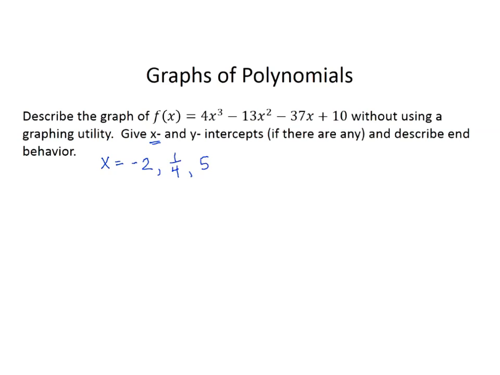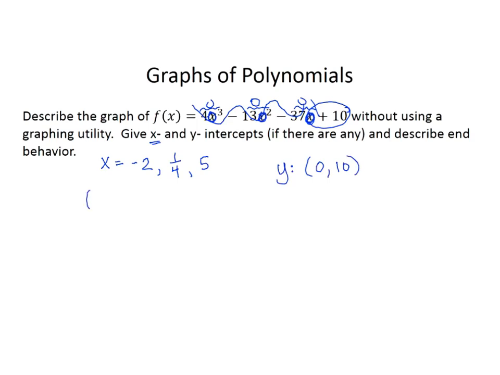Now, the y-intercept is much easier because the y-intercept is the point on the graph where x is 0. So if I make this 0, and I make this 0, and I make this 0, that means each of these terms is going to be equal to 0, which means this whole thing is just going to be 0 except for our constant term at the end, 10. So that's our y-intercept. When we plug 0 in for x, we get 10. So our y-intercept is going to be at (0, 10).